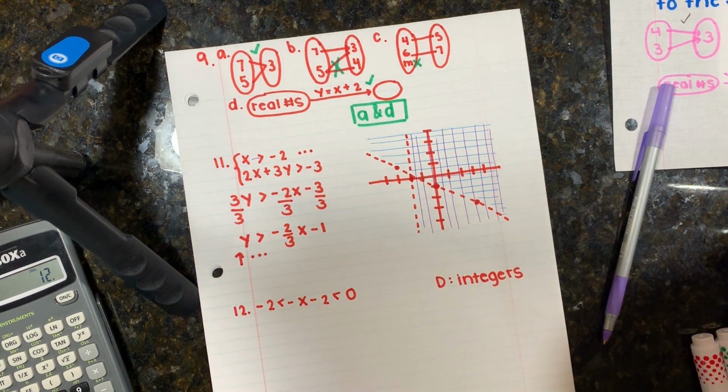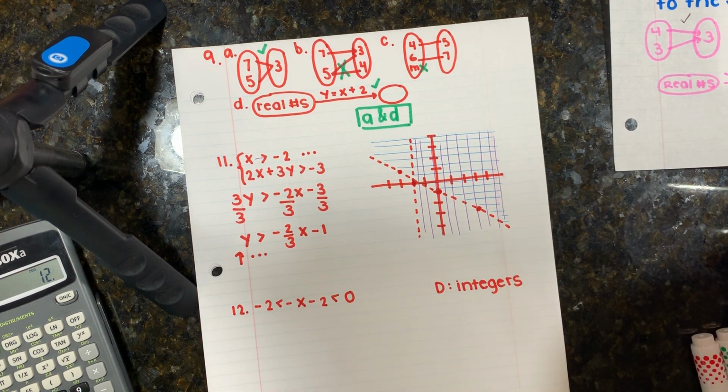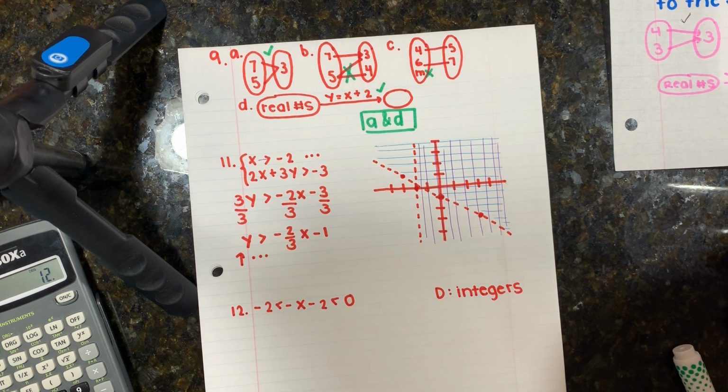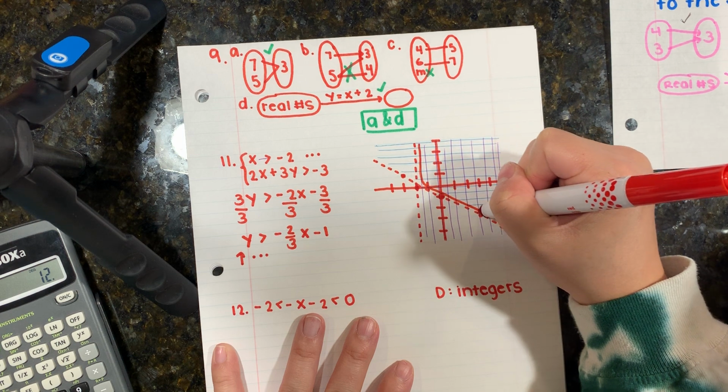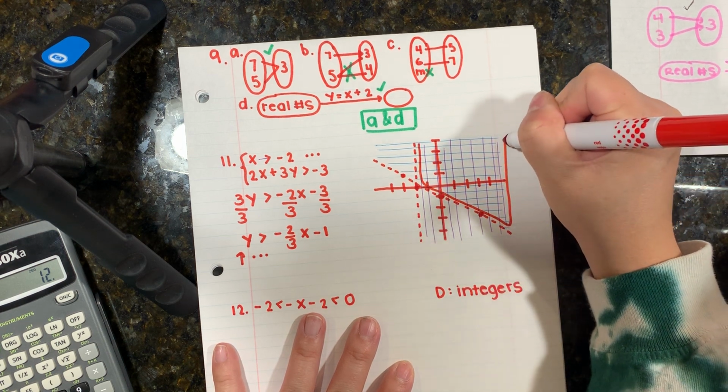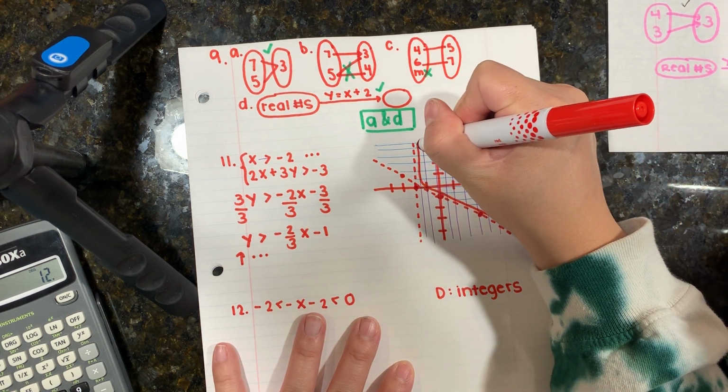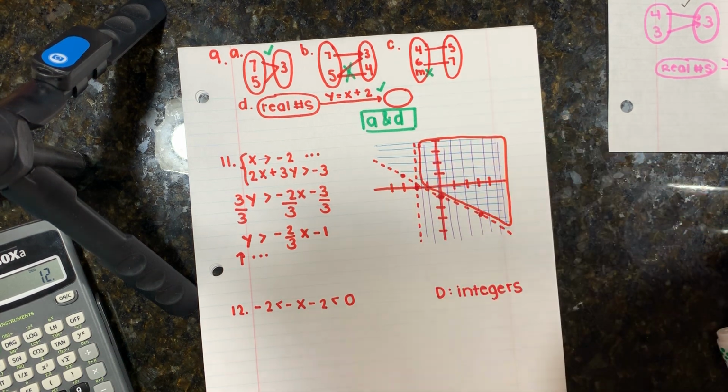And your answer would be the portion that's covered by both the vertical and the slanted lines. And that would be this portion right here. So the portion above the dotted line and then to the right of that dotted line.